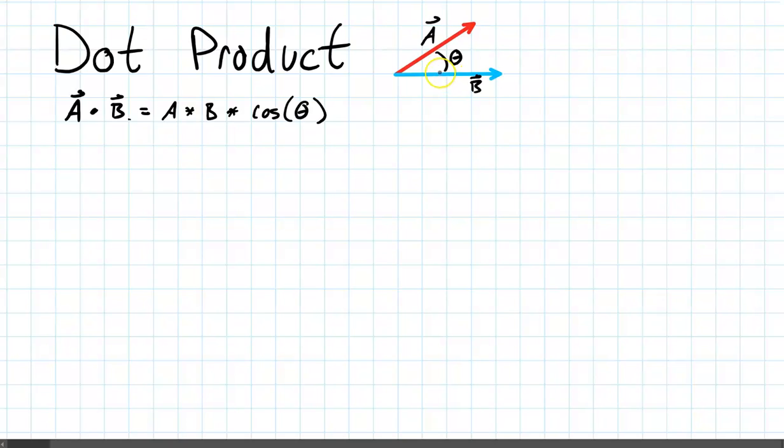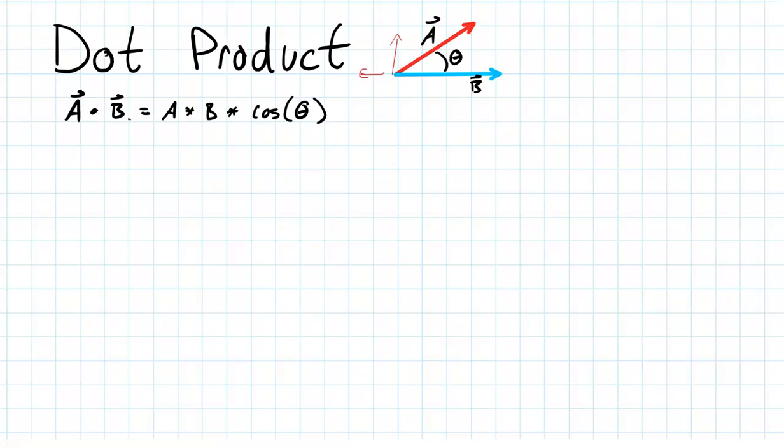Now, if theta is equal to 90, so if A is perpendicular here, cosine of 90 is equal to 0. So the dot product will then be equal to 0 at 90. Whenever two vectors are perpendicular, the dot product will be equal to 0. And this will continue on. If A is at 180, cosine at 180 is negative 1, so this will be negative. And then cosine down here at 270 or negative 90, that is also 0. So the whole unit circle applies here.